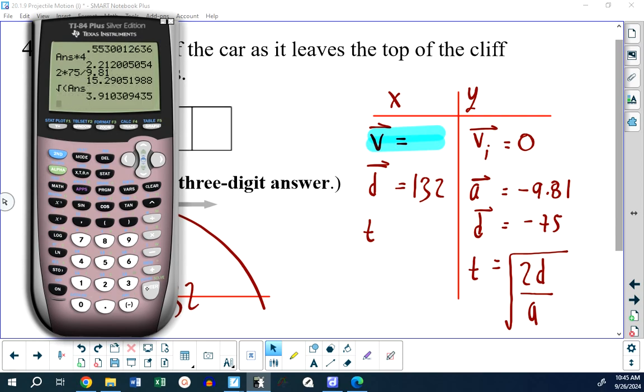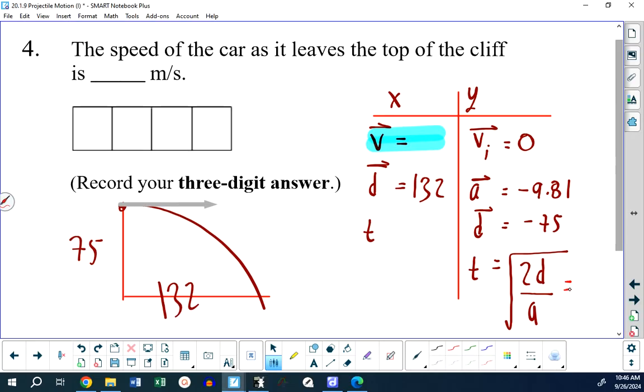So it's a long time to be in a car flying through the air, plummeting towards the ocean. It's almost 4 seconds. 4 seconds may not seem long under certain circumstances, but that would be a little bit of a terrifying ride. So it's 3.91 seconds. We can put that here. Because the time it takes to move the 132 meters to the right is the same as the time it takes to move the 75 meters to the bottom.